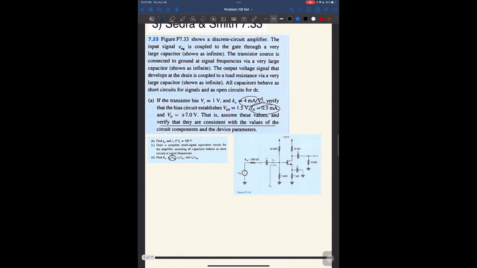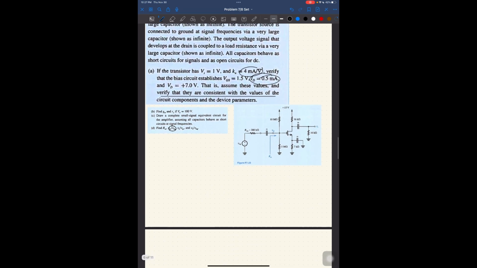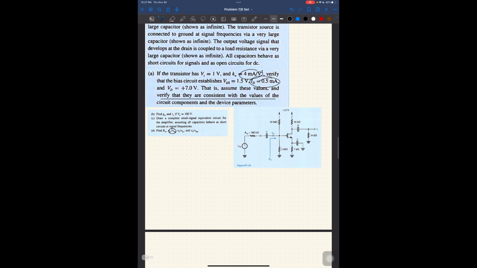So I take it you've already read the question. If you haven't, take a minute, pause, read the question. In any case, first part, I'm just verifying, right? Let's verify. So what is verifying? Step 1, assume something, anything. I have two equations. Saturation, I will assume saturation because it's easier.